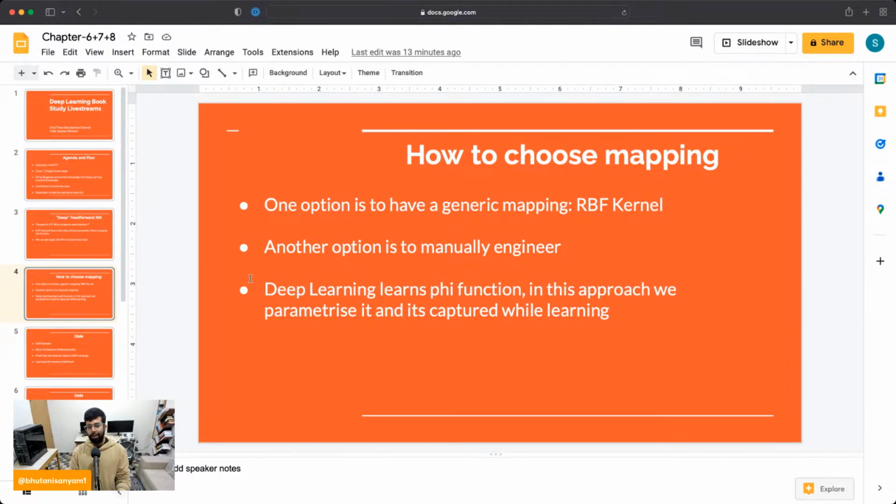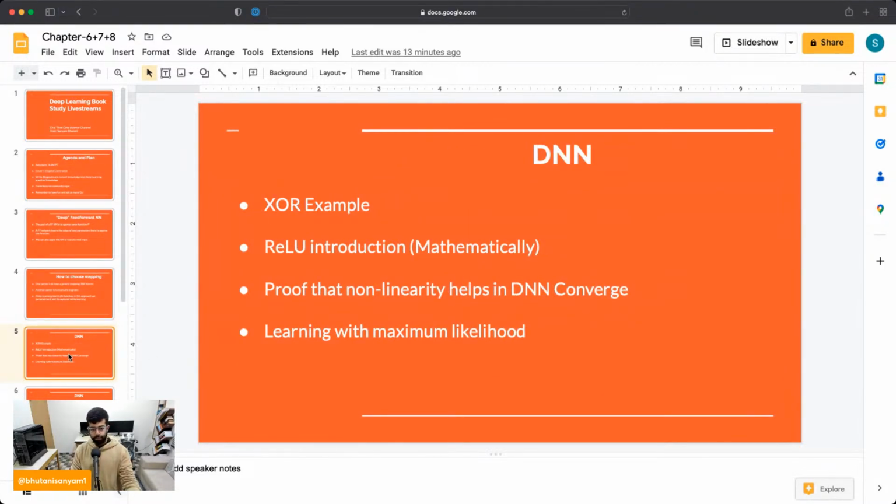Or you can say deep learning learns the phi function. If you don't know how phi is written, I'll share my screen again later on. But in this approach, we parameterize it, and the author says this can also be captured while learning. So the mapping that we do can also be captured by deep learning itself, is what they claim. I have spoken about this already, so I can skip this slide. But after this, they talk about the XOR example, and a mathematical introduction to ReLU, how that works, and they show the proof that nonlinearity helps deep neural networks converge.